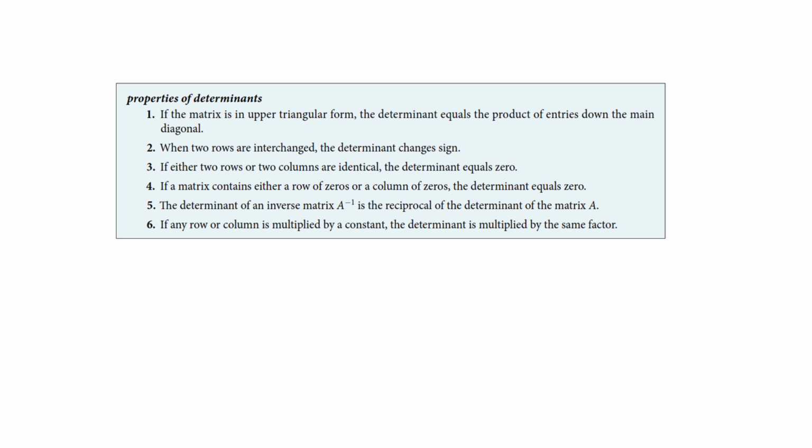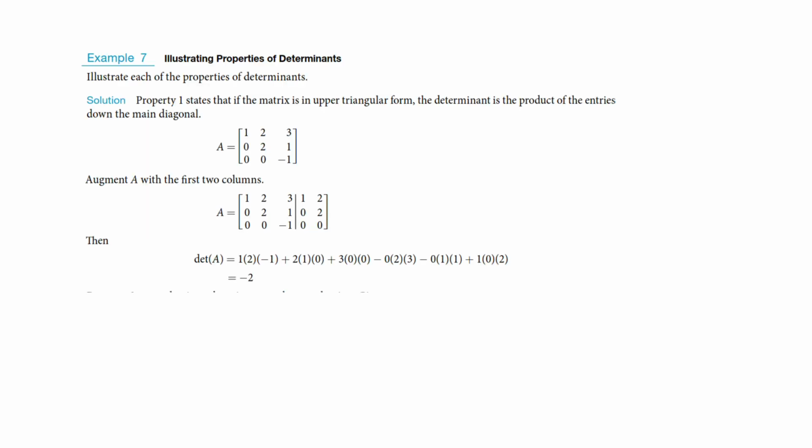Now, instead of reading this screen to you, I'm going to just do the example and we'll talk through them one at a time. So we have this matrix A here. We're doing property 1. Property 1 says if it's in upper triangular form, this just means that you have that diagonal and everything below it is 0. And so what they're saying here is that if you have that case, then all you're going to get is the properties of the main diagonal.